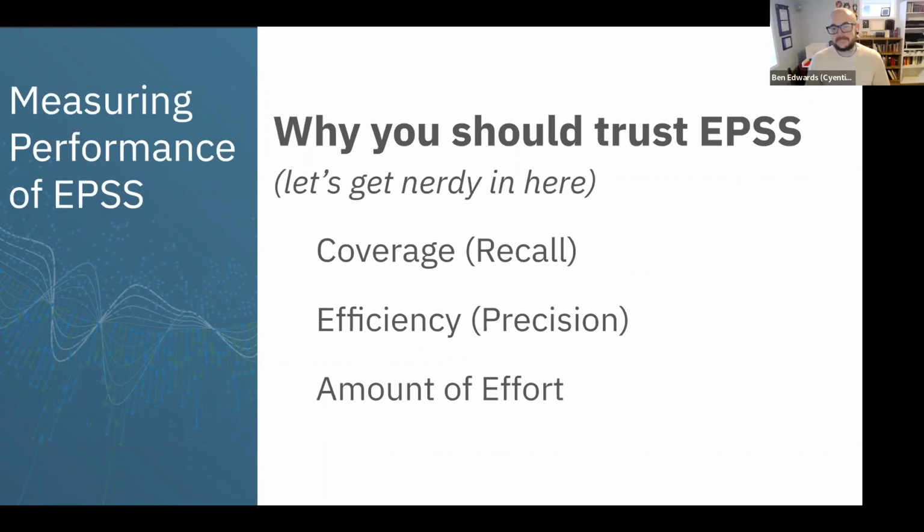So let's talk about why you should trust EPSS. We're going to get a little nerdy. This will probably be Ben's wheelhouse. Essentially, we're going to talk about 3 ways that we measure performance: coverage, efficiency, and amount of effort. Coverage and efficiency are precision and recall, for those who know the terms from information theory and other machine learning classification. We call them coverage and efficiency because it's more intuitive for vulnerability management. It's the same exact math, but a lot of people don't associate those terms with their meaning. So let's jump into it.